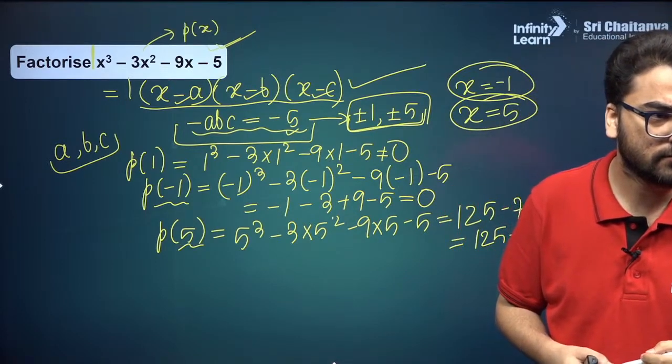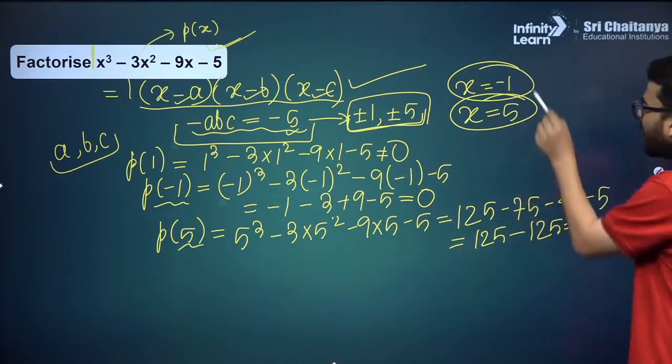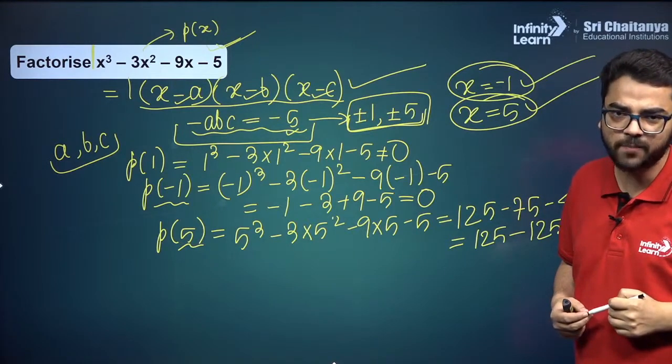Thank you, Vivek. A very congratulations to you. Okay, I hope it is clear that x is equal to -1 and x is equal to 5 are the zeros of this polynomial. You got it?